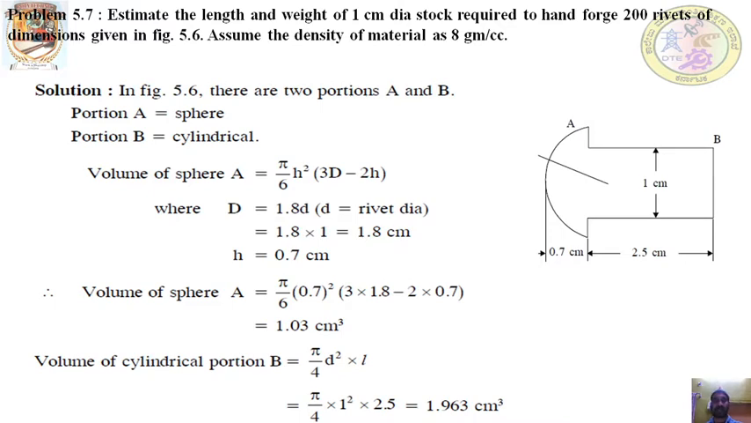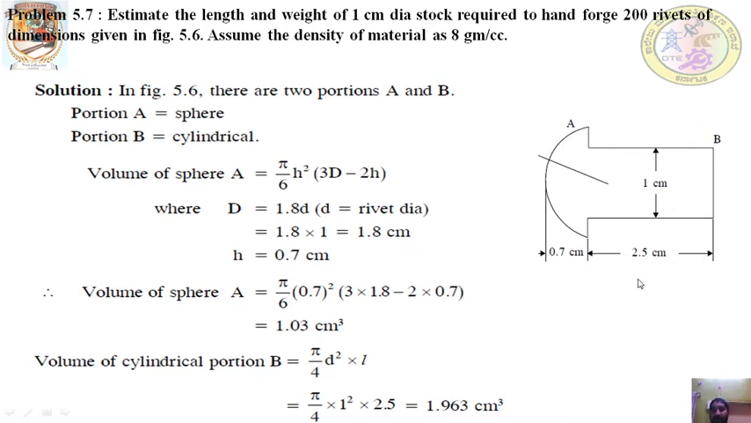So the raw material given is of diameter 1 centimeter. Out of that, you need to prepare the rivets as shown in the figure. So you have to prepare 200 such rivets, and one of them is dimensioned below. You have to find the length of the bar stock for 200 rivets and also the weight of the metal required for preparing the bar stock for 200 rivets.